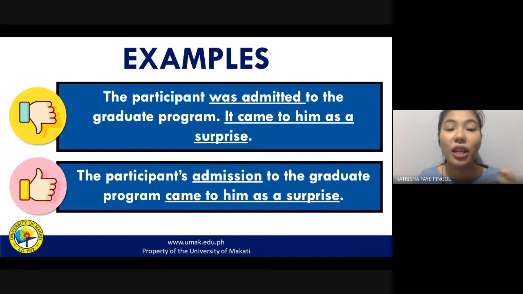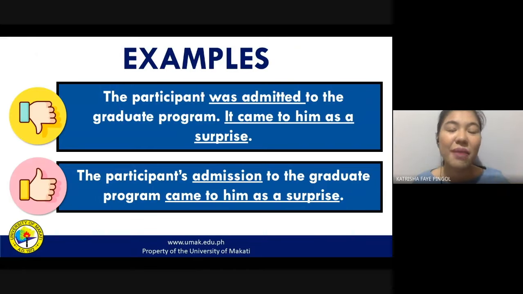So instead of saying the participant was admitted to the graduate program, it came to him as a surprise, you can replace the phrase was admitted with one word. Though this word is longer, it expresses the phrase was admitted using only one word. So instead of saying was admitted, you can transform it to the participant's admission to the graduate program. And instead of stating it came to him as a surprise on another sentence, you can just attach it to the first sentence.